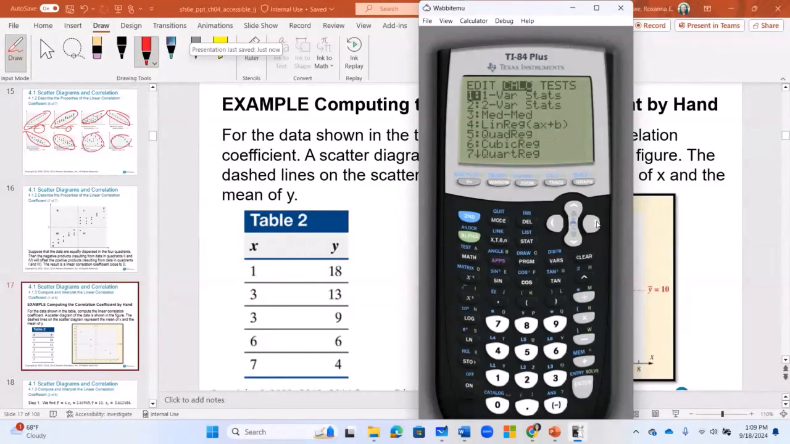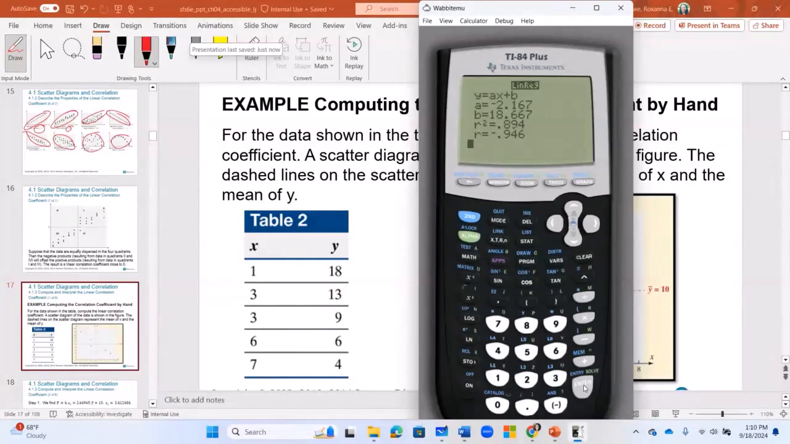So I'm going to start arrow to calc again and select number 4 again. My explanatory is in L1, response is in L2. I don't have frequency. My equation is still in Y1, so I can still write it again. So if I'm telling my calculator to put the equation in Y1, I put vars, Y vars, function Y1, and then you calculate. Okay, all right, so now my equation is right there.